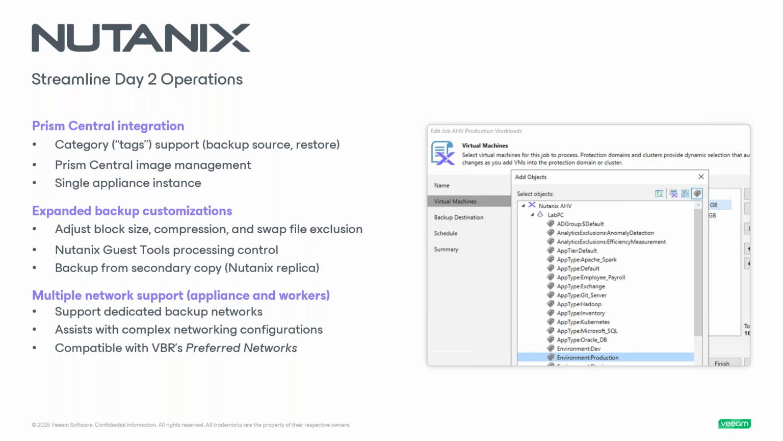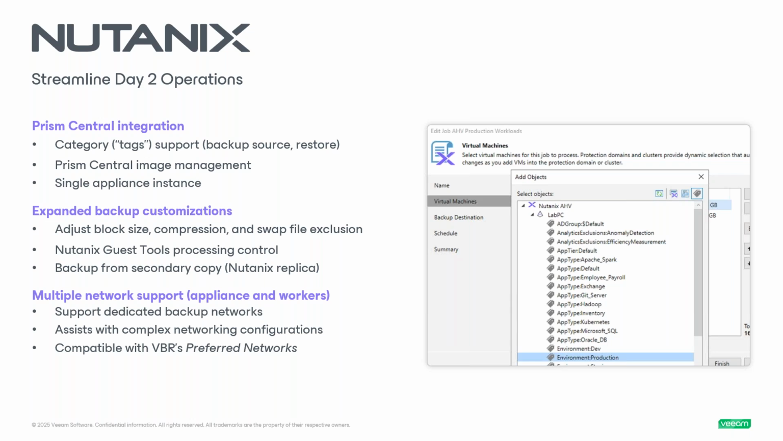And currently, we also provide the ability to enhance by just having a single appliance instance based on the node that you have. We used to have multiple nodes in the same cluster, but of course, that increases the requirements for not just resources, but capacity and memory usage as well. There are additional expanded backup customizations. For example, you can also adjust the block size, compression ratio, and swap file exclusions. And the integration with the Nutanix guest tools processing control is also expanded now in the current version.